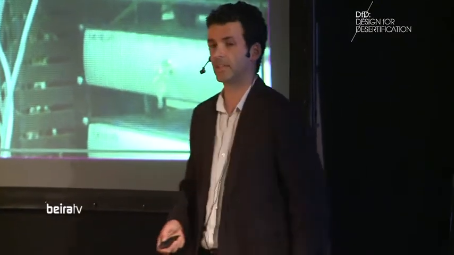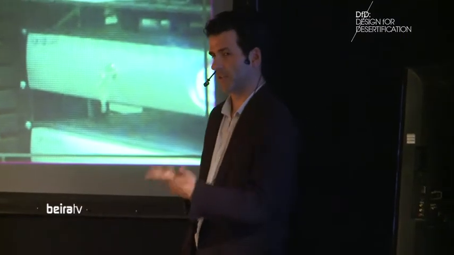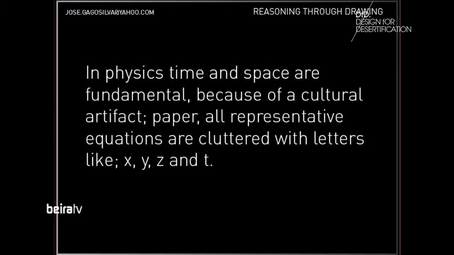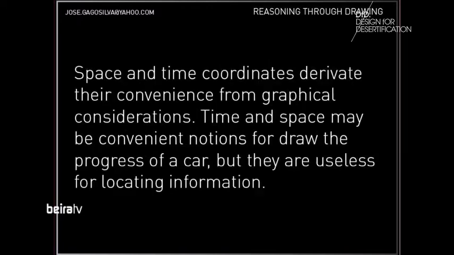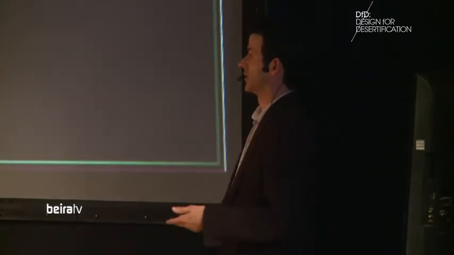The problem is that this data is cluttered in a very limited space that we in our days call the web. So in physics, time and space are fundamental because of a cultural artifact, and that cultural artifact is a piece of paper. Okay. But space and time, when they derive their convenience from graphical considerations, they can be convenient notions for drawing the progress of a car, but they are useless for locating information.